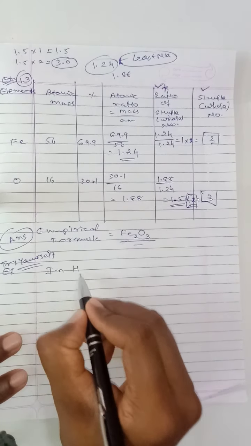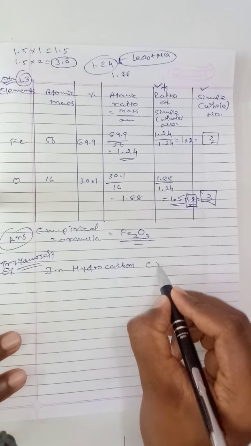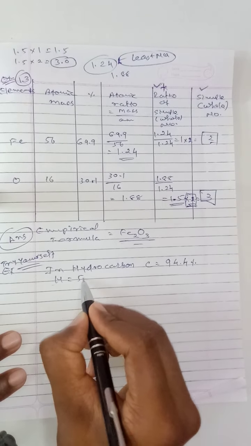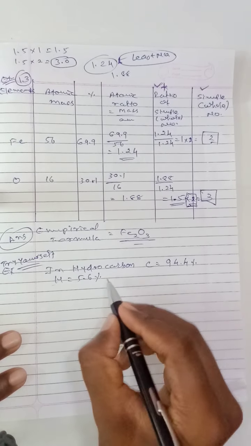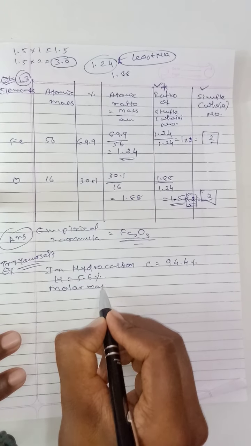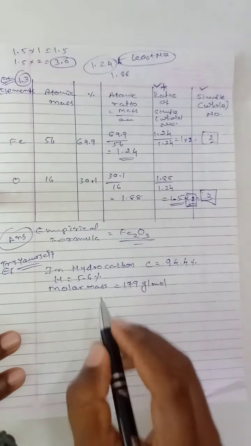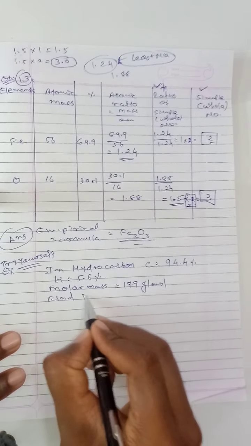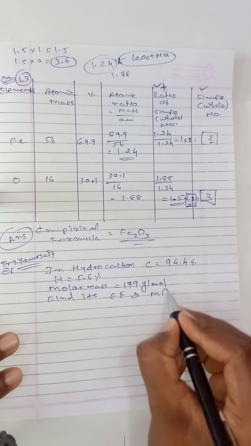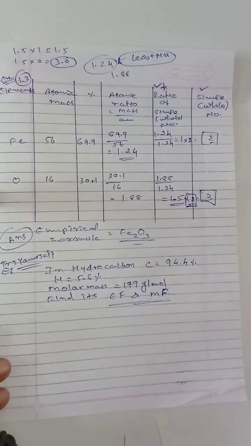In a hydrocarbon, carbon equal to 94.4%, hydrogen equal to 5.6%, its molar mass equal to 179 gram per mole. Find its empirical formula and molecular formula MF. Okay, try yourself.